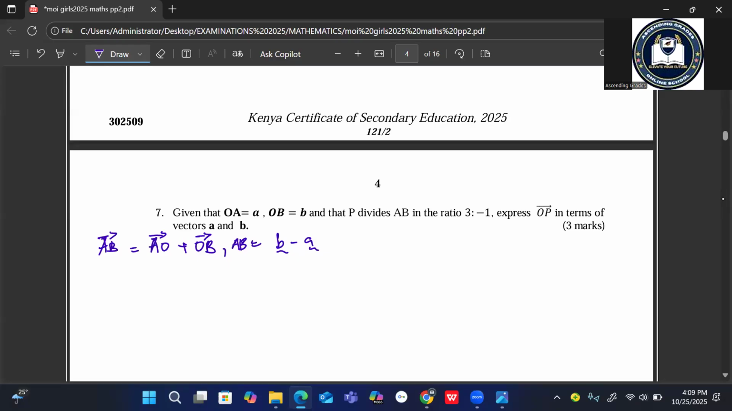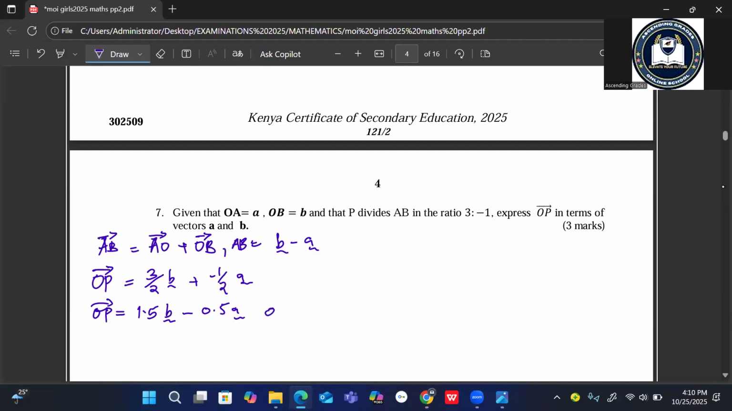Now, vector OP. Using the ratio, we have 3/2 B plus -1/2 A. This is now vector OP. So this means that vector OP is equal to 1.5 B minus 0.5 A.